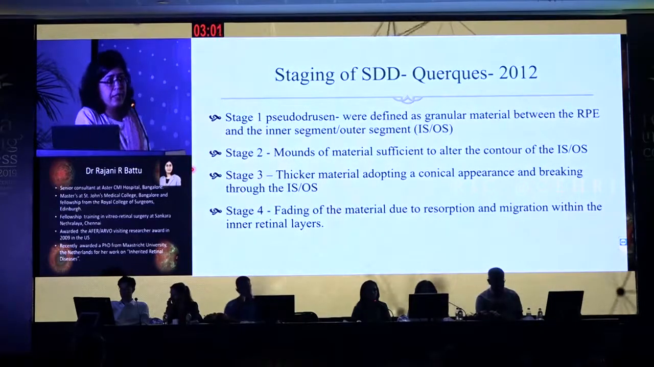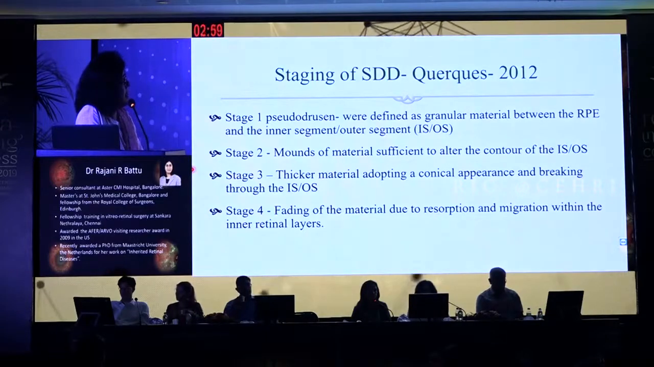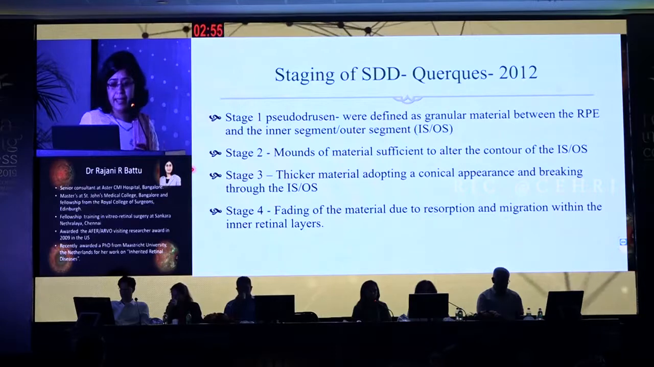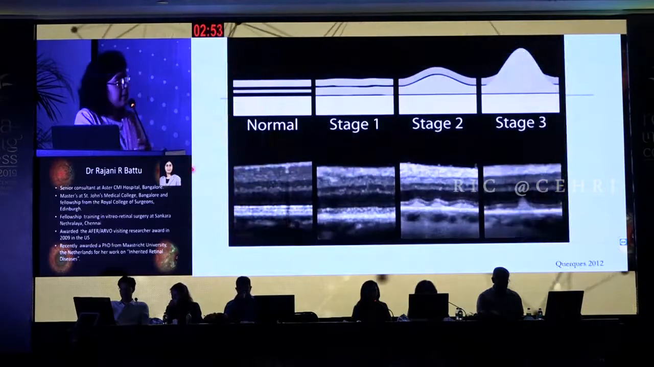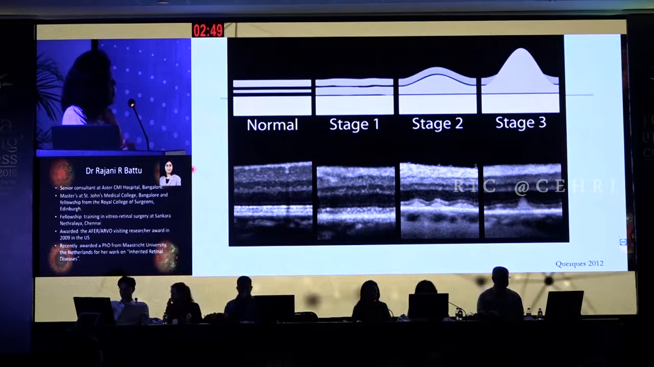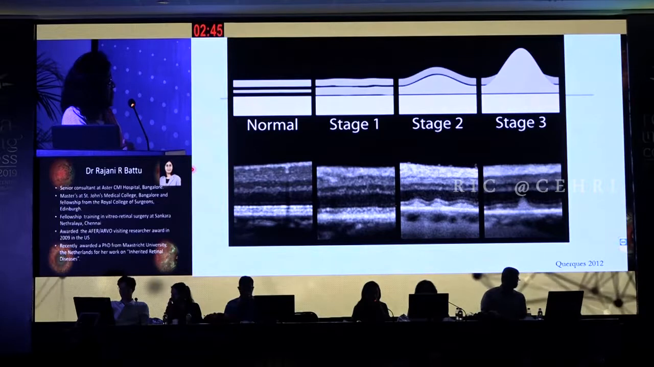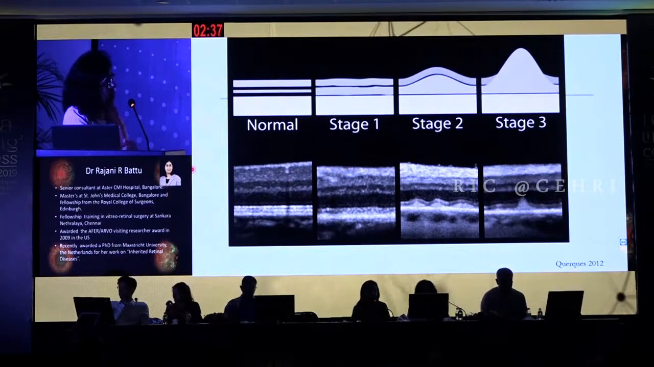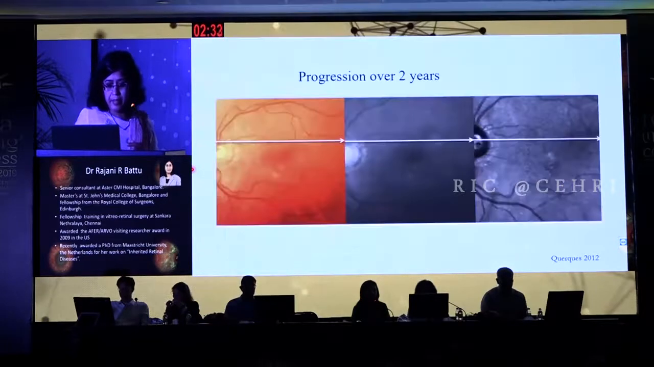They've been staged currently into 4, having started off as 3. So clearly they progress. This is a schematic and the OCTs. That's the normal OCT. Stage 1 with the granular deposit. Stage 2 is where the photoreceptors get draped over the deposit, while in stage 3, there is a loss of the photoreceptor around that. Stage 4 is when these deposits disappear.